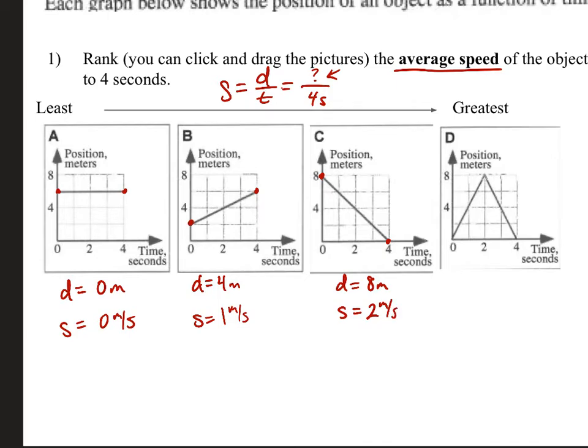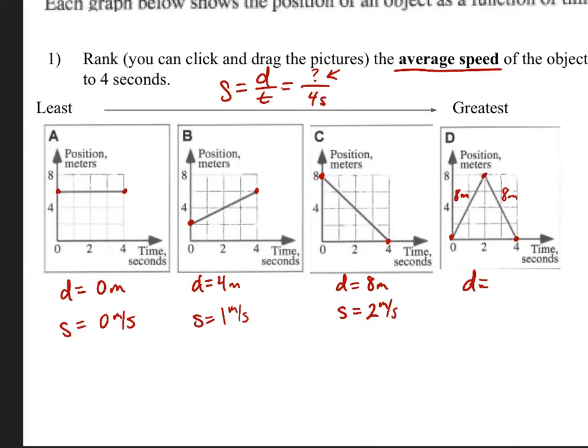And now let's look at D. What is the distance covered in D? Well, first, it goes from 0 to 8. So that's a distance of 8 meters. Then it goes from 8 back to 0. That's another distance of 8 meters.